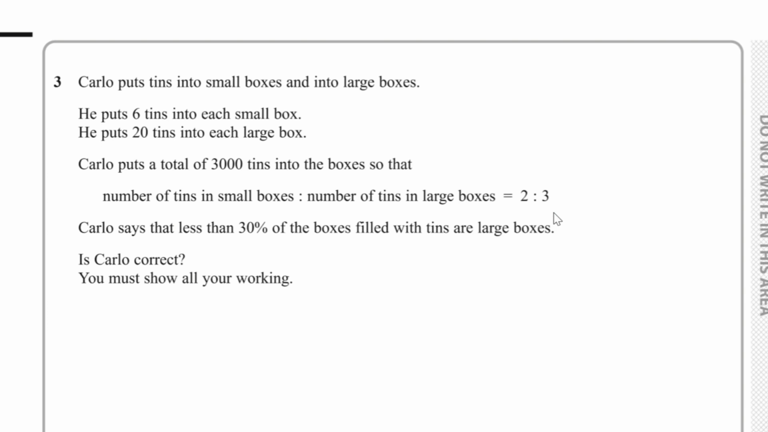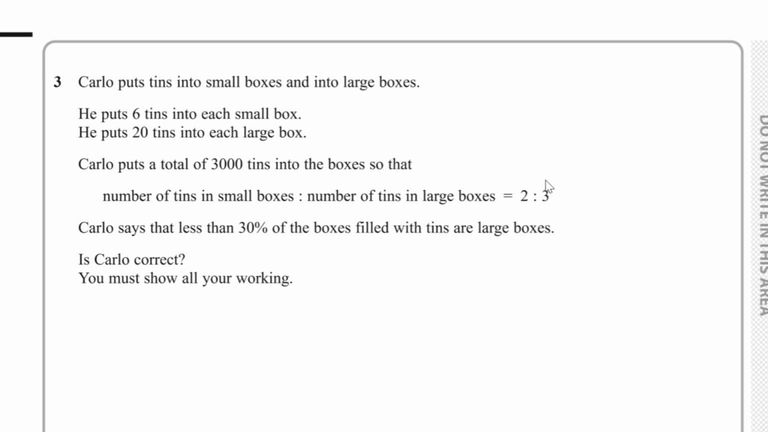Question number 3. Carlo puts tins into small boxes and into large boxes. He puts 6 tins into each small box. He puts 20 tins into each large box. Carlo puts a total of 3,000 tins into the boxes so that the number of tins in small boxes to the number of tins in large boxes is in the ratio 2:3. Carlo says that less than 30% of the boxes filled with tins are large boxes. Is Carlo correct? You must show your working.